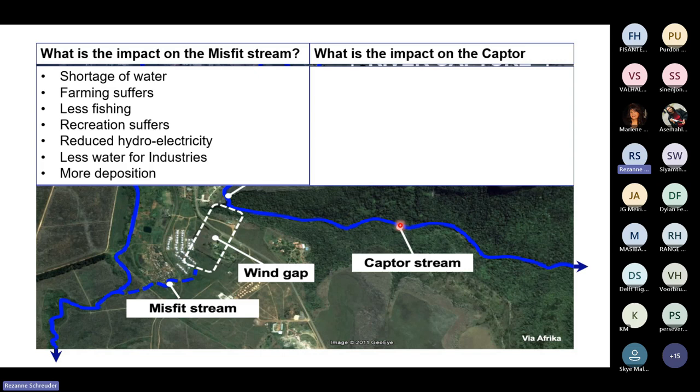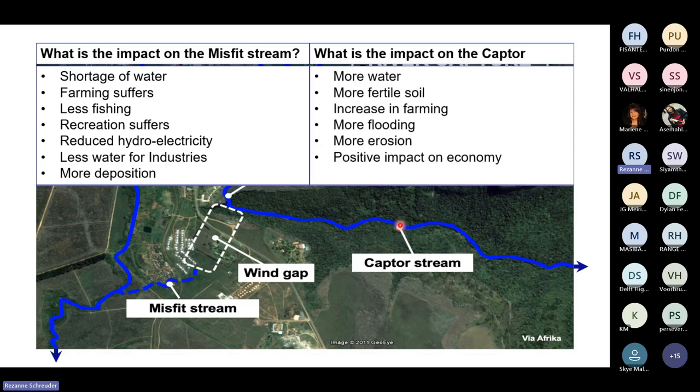Right. The impact on the captor stream, the stream that robbed water: more fertile soil, increase in farming. However, it can have more flooding. Remember impact? If we only ask for impact, you have to state the positives and the negatives. Increase in erosion, and then a positive impact on the economy. Very important to note is if they ask a question such as the impact on the environment, then you can't say positive impact on the economy because the economy has got nothing to do with the natural areas.